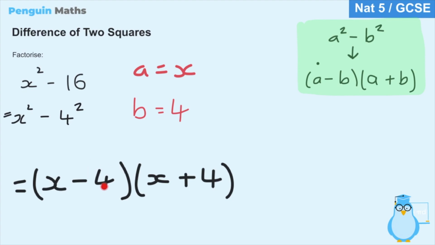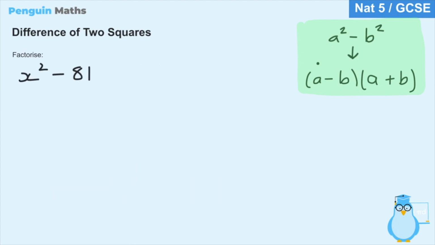And then the last terms, we have minus 4 times 4, and that gives us our minus 16. So that means this factorising was done correctly. So what about this time if we have an expression of x squared minus 81?